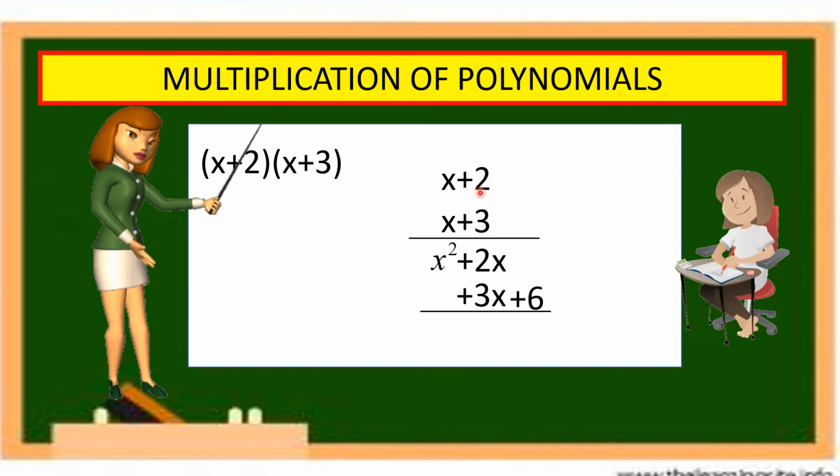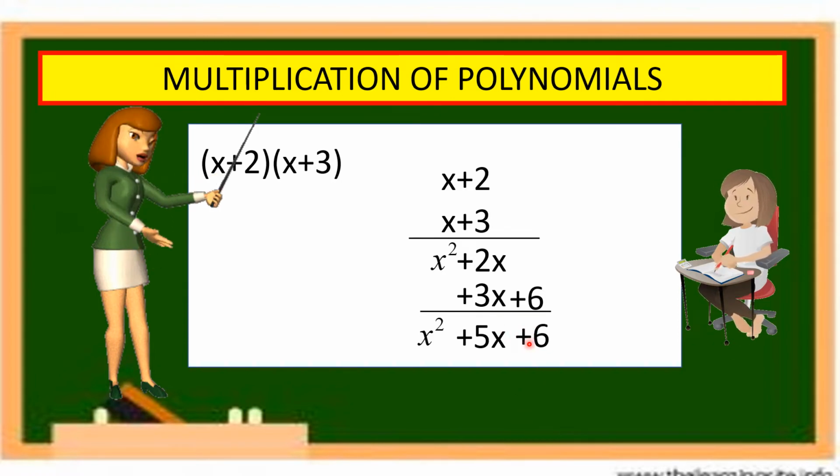Then we will add, bring down x squared. 2x plus 3x is 5x. And we need to bring down 6. So the quantity of x plus 2 times the quantity of x plus 3 equals x squared plus 5x plus 6.